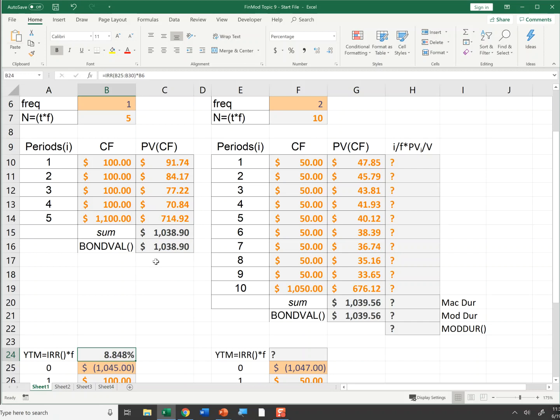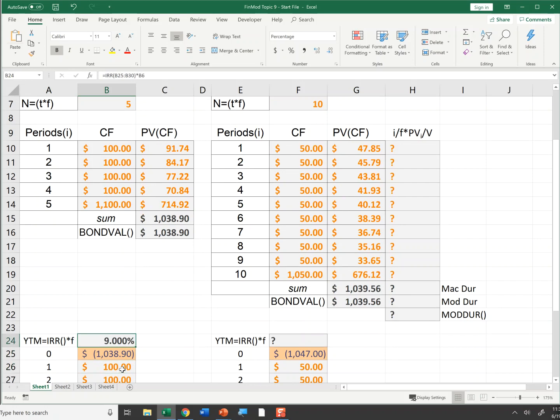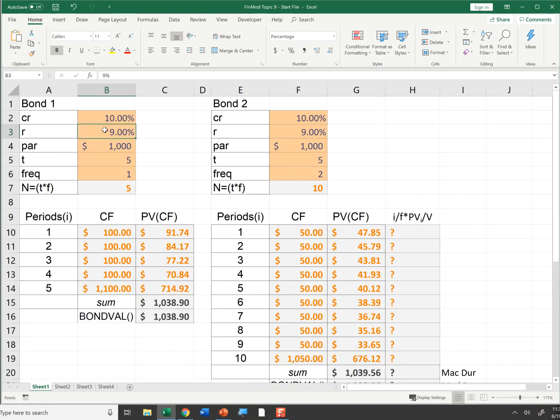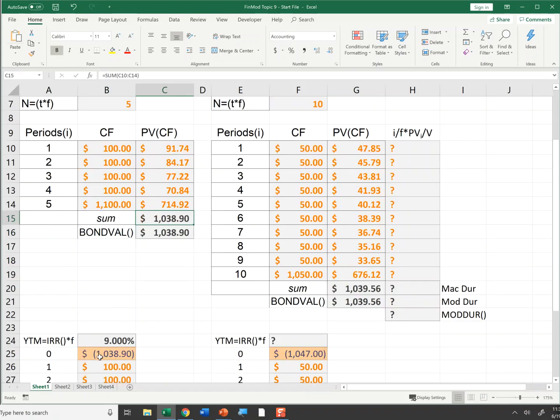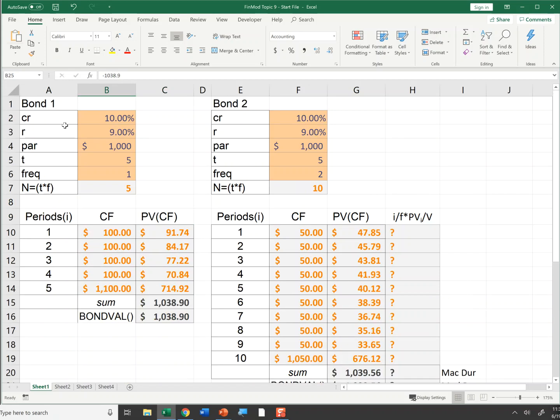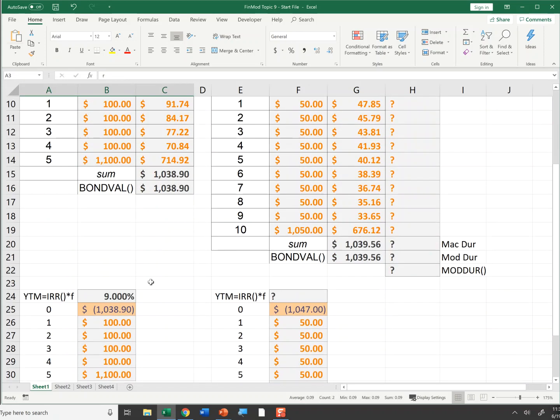Now, just for fun, we could say, what if we did pay $1,038.90 for the bond? Now you'll notice that the YTM is 9%. So if the present value of the cash flows is equal to the market price, if the bond is actually selling for $1,038.90, then that R, that discount rate, is also the YTM.